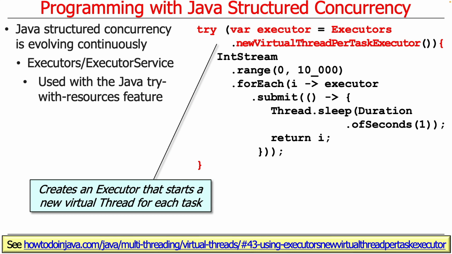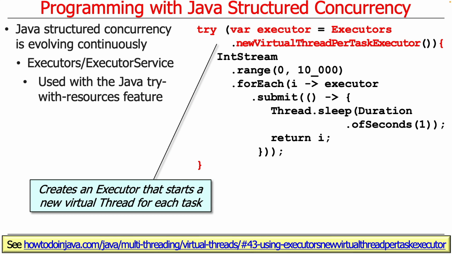The newVirtualThreadPerTaskExecutor feature is used in conjunction with a Java try with resources feature. So again, this is something that's been around for a while in Java. And what happens here is when this method is called on the Executors utility class, it returns an ExecutorService instance, which we call executor here. And that executor will be closed and cleaned up and joined when the scope exits. And you can see the scope is defined by the open curly brace, close curly brace. So basically, we're creating a new executor that starts a new virtual thread for each task.